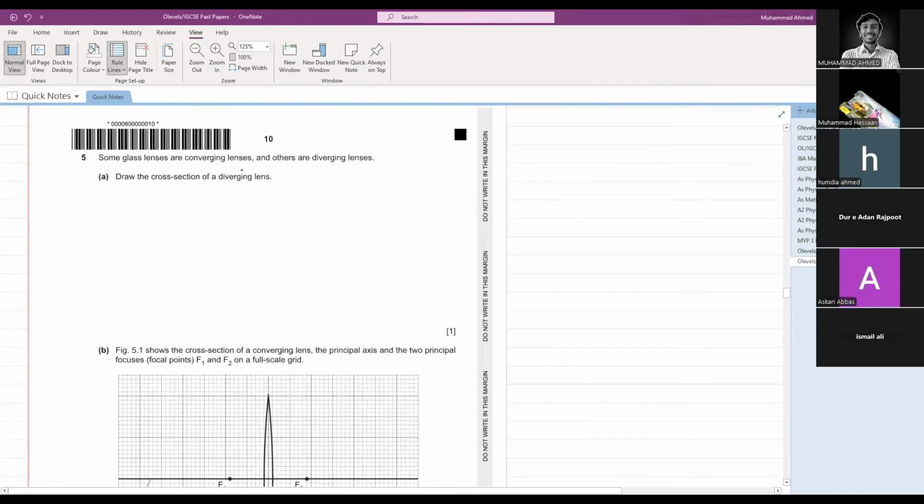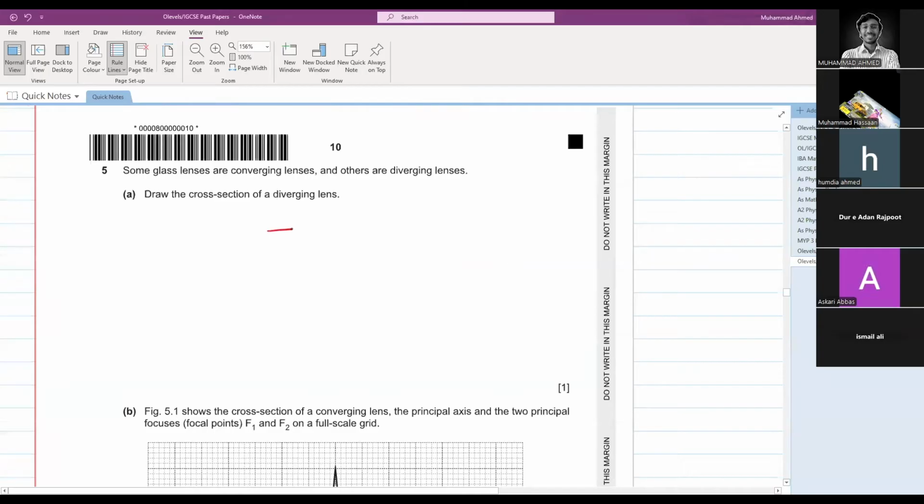Some lenses are converging lens and others are diverging lens. Draw the cross section of a diverging lens. भाई diverging lens किस तरह बनेगा? Somewhat like this. This is your diverging lens. Let's further move ahead.